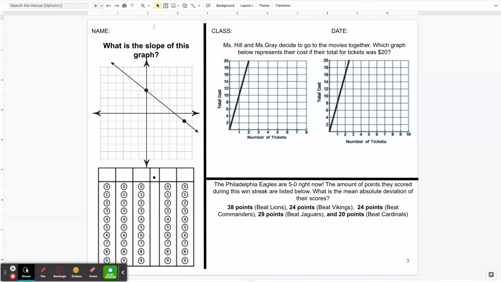Make sure you put your name, class period, and date at the top of your paper. Ms. Hill, Ms. Gray, Mr. Lotta, and myself, and Ms. Kano, we're expecting nothing but excellence. Remember, excellence and greatness are earned, they're not given.